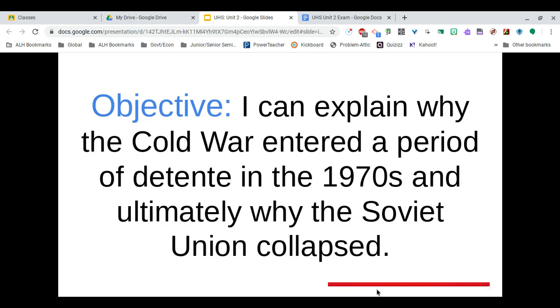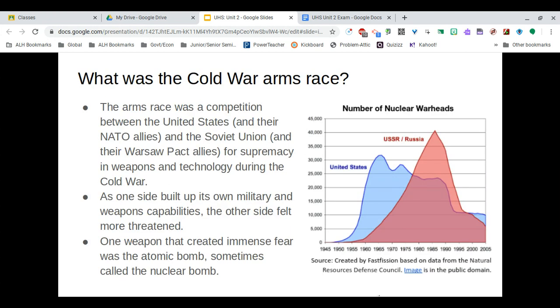So we're going to talk about why the Cold War entered a period of détente in the 1970s and ultimately why the Soviet Union collapsed. I'm giving you your objectives and do-nows because I don't want you to lose practice with your normal pieces of class. All right, so first we have to talk about the arms race.